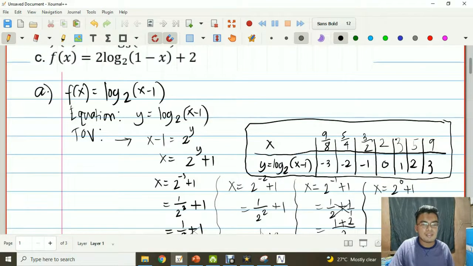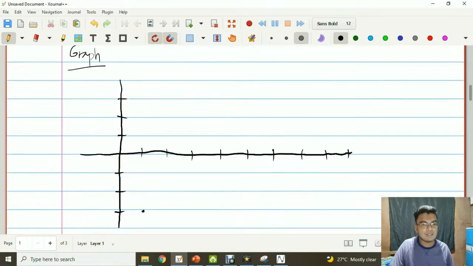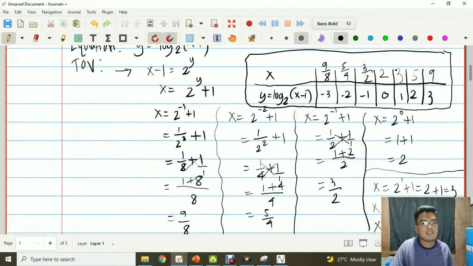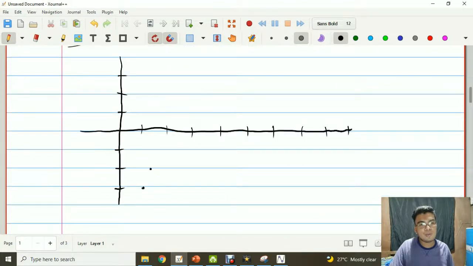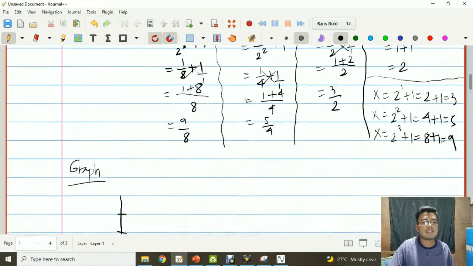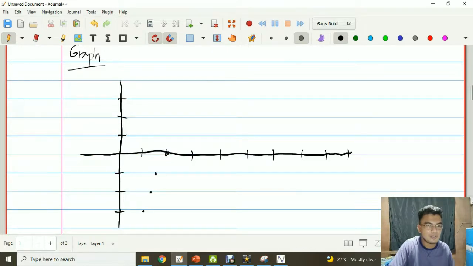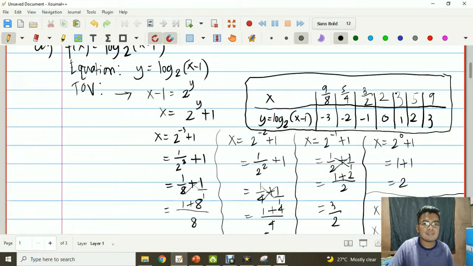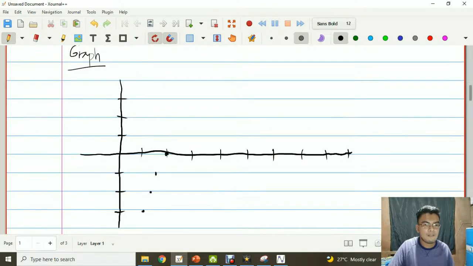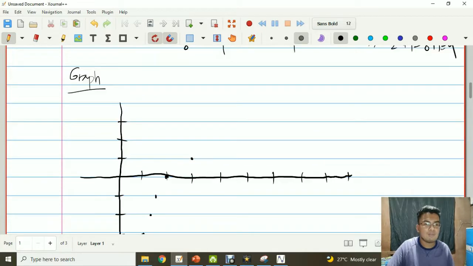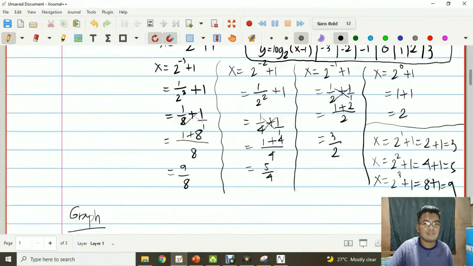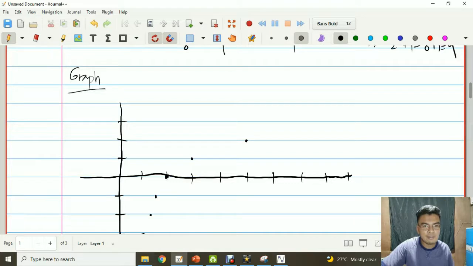If x is 5 all over 4, that is 1 and 1/4. Y is negative 2. So, 1 and 1/4. Sabihin natin nandito siya. If x is 3 all over 2, 1 and 1 half, y will be negative 1. So, let's just assume nandito siya. If x is 2, y will be 0. So, dito yung point na yun. If x is 3, y is 1. Kapag 3 daw, si y ay 1. Ito yung point na yun. If x is 5, y will be 2. So, dito yung 5. Ang 2 na katapat niya ay nandyan. And if x is 9, y will be positive 3.